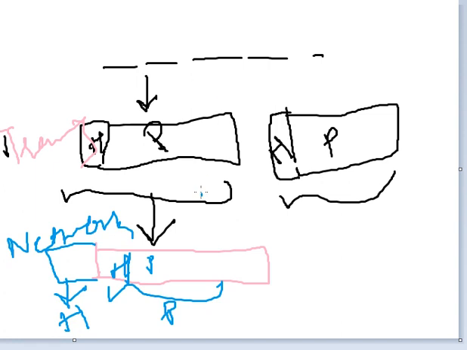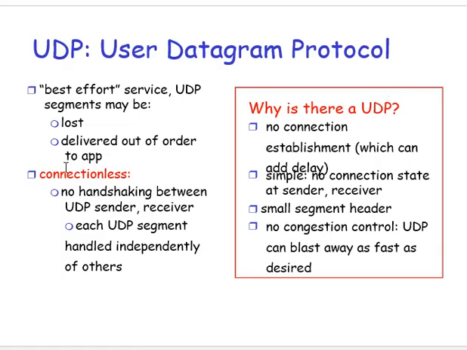Now if you have a look at this, packets may be lost. Two packets can be delivered out of order. So the first segment can be delivered last, and the last segment can be delivered first. There is no connection establishment required, so it is fast, because there is no three-way handshaking. Secondly, the UDP header is very small compared to TCP, and there is no congestion control. So the transmission is very fast, no handshaking, and all the UDP segments are handled independently of each other.